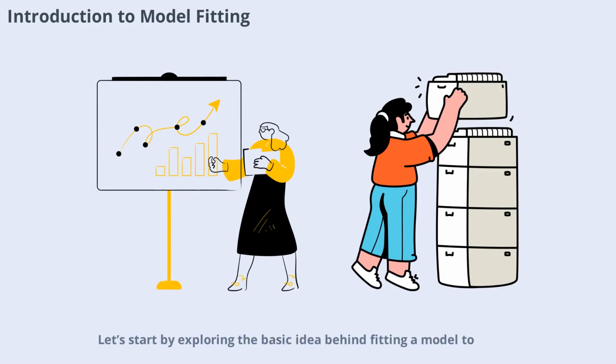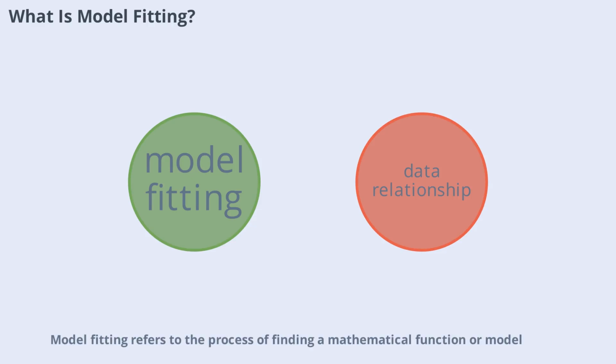Let's start by exploring the basic idea behind fitting a model to data and why it's such a critical step in any data-driven project. Model fitting refers to the process of finding a mathematical function or model that best describes the relationship between input variables and output variables in your data. Imagine you have a scatter plot of points. Model fitting is like drawing a line or curve that best captures the trend of those points. This process helps us make predictions, understand patterns, and extract insights from complex datasets. The better the fit, the more accurately your model can predict new, unseen data.